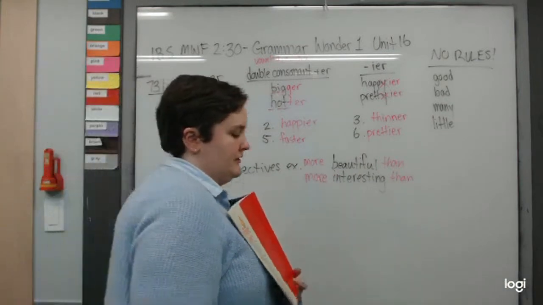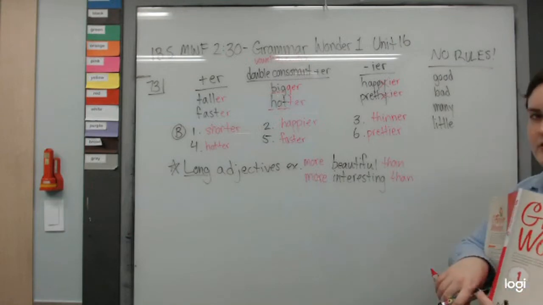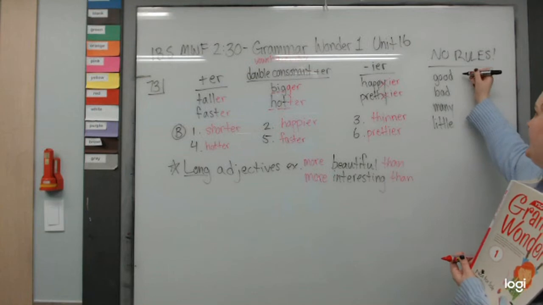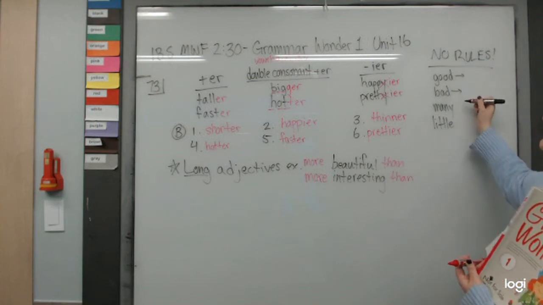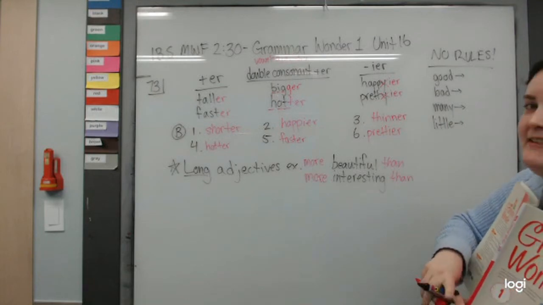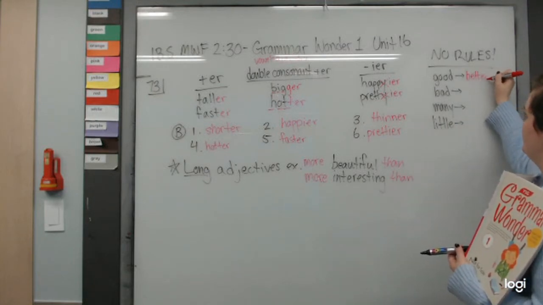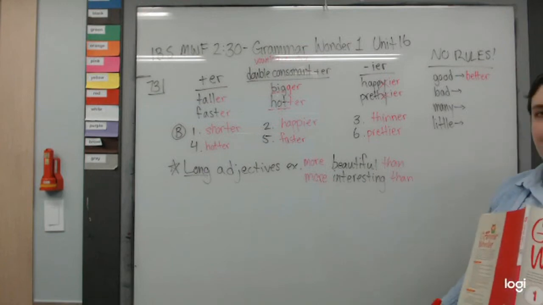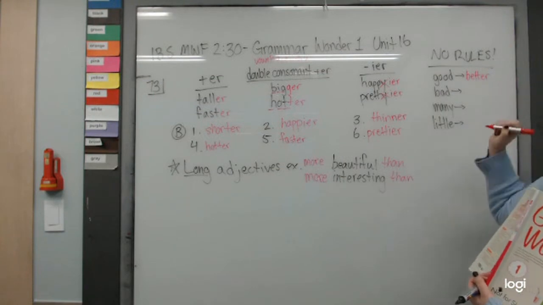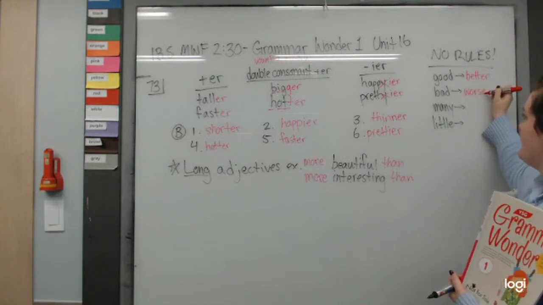So, good. He is a good student. If I want to say he is more good than his brother, I say he is better. His brother is a bad student. His brother is worse than him.